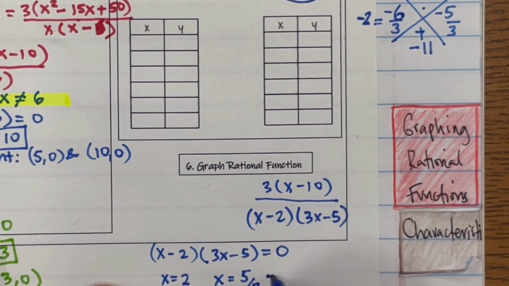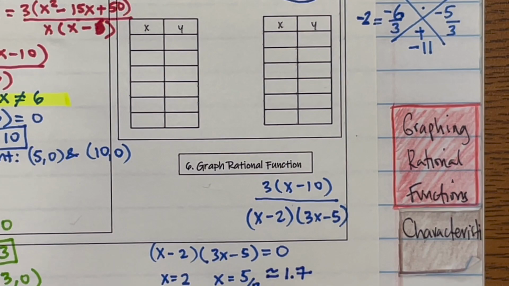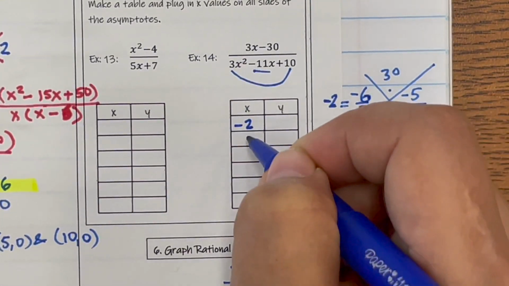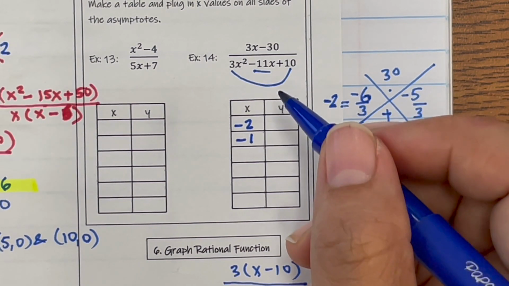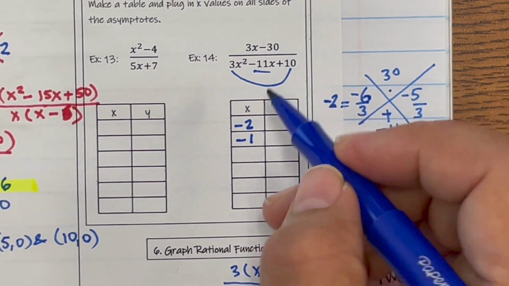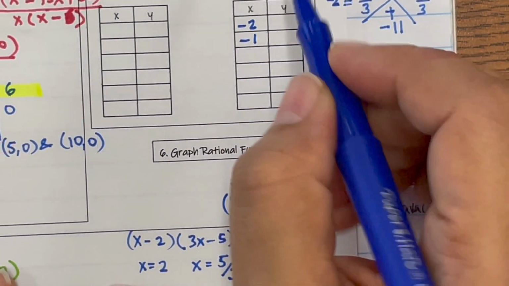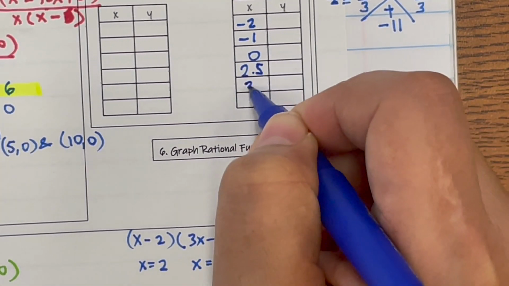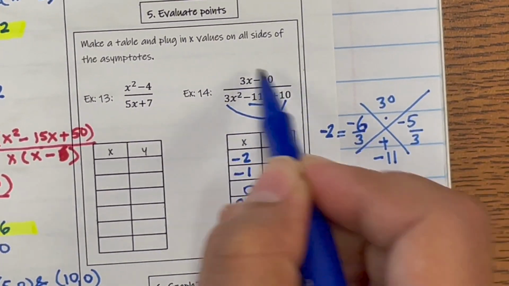Now I'm going to pick numbers, and I need it in decimal so I can know what to pick. I'm going to pick numbers to the left and right of those asymptotes. So these are just random numbers I'm picking. I'm going to pick negative 2, negative 1, 0, again to the left and right of 2 and 1.7, 0, 2.5, and 3. I just want to know what's happening to the graph there so I can graph it.